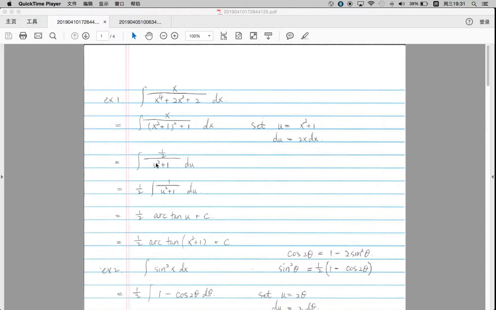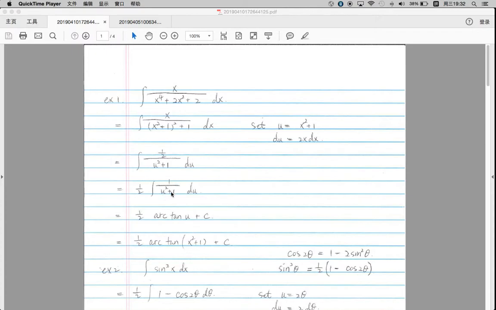The denominator is basically u squared plus 1, and then x dx is basically just 1/2 of du. So we put 1/2 here, and then we can drag the 1/2 out to the outside. Then we are basically evaluating 1 over u squared plus 1. This is something you need to memorize.